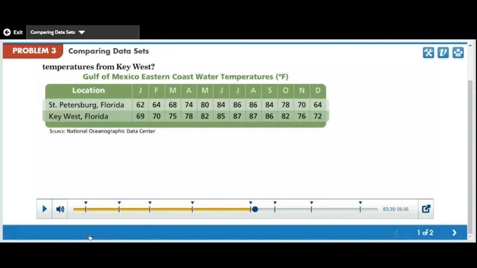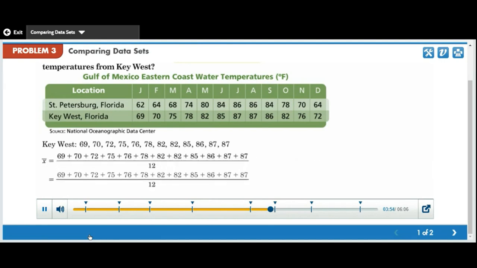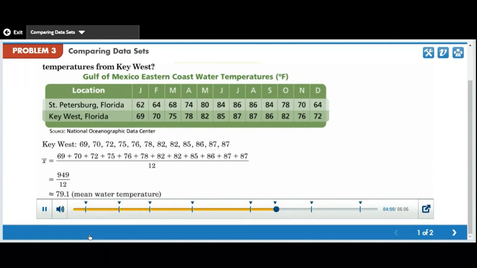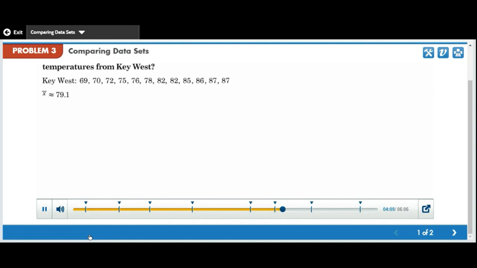So now that we've completely done that for St. Petersburg, let's do the exact same process for Key West so that we can actually compare our data sets. Now look at the data for Key West. Arrange the data in order from least to greatest. First, find the mean. So the mean water temperature for Key West is about 79 1/10 degrees Fahrenheit. I would just say 79.1 degrees.